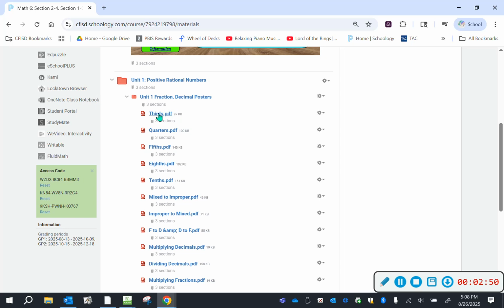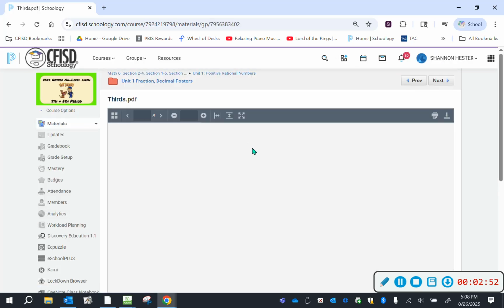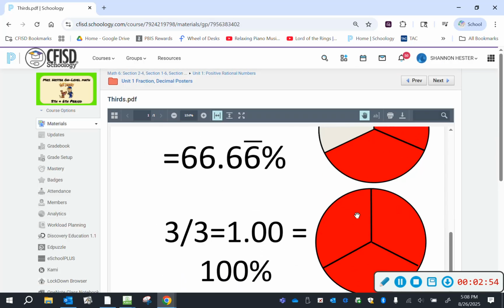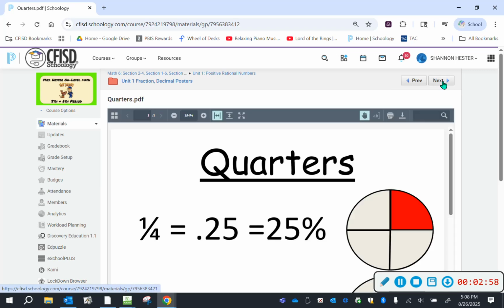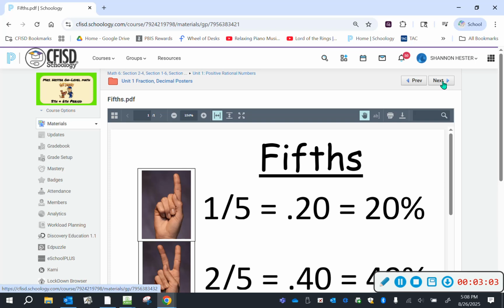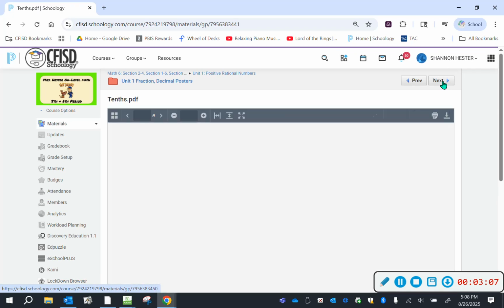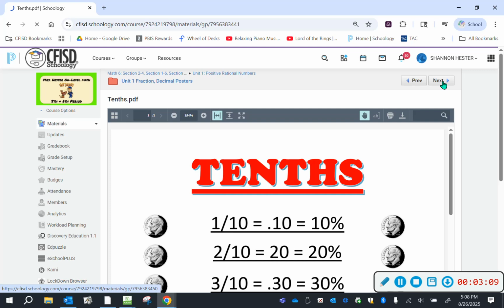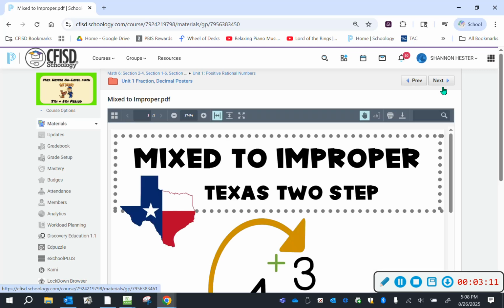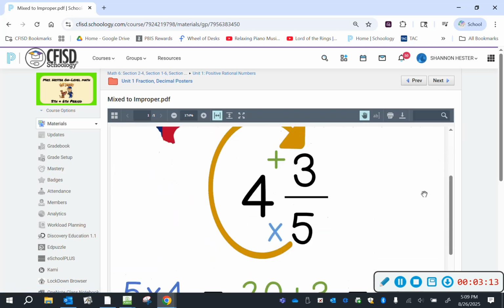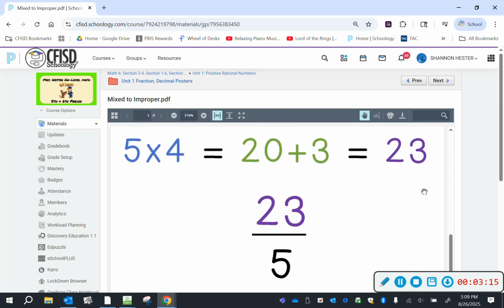Here's all the posters that we have hanging in the room. If I click on the thirds poster, this poster is hanging at the front of the room. I can go to the next poster. We have the quarters, the fifths, the eighths, and the tenths. We also have how to make a mixed number into an improper fraction. We call it the Texas two-step. It gives instructions.